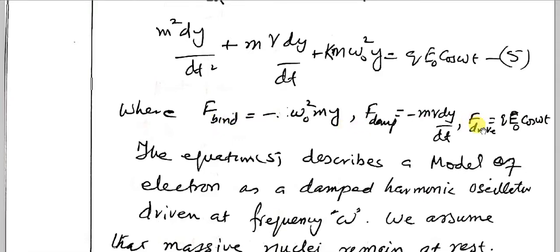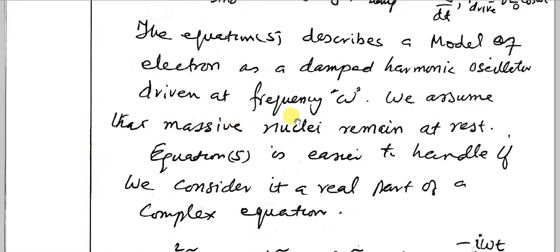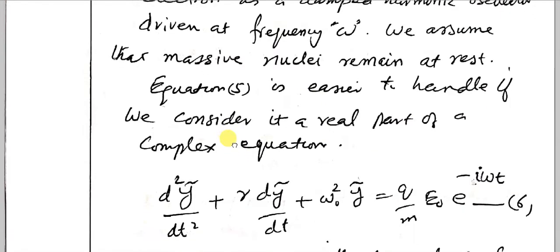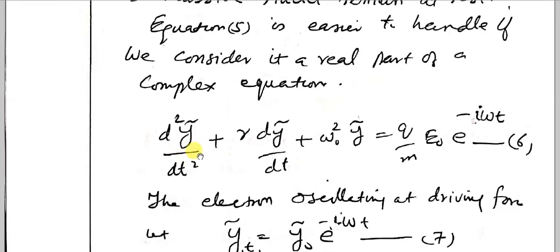Now equation 5 describes a model of the electron as a damped harmonic oscillator driven at a frequency omega. We assume that the massive nuclei remain at rest. Equation 5 is easier to handle if we consider it the real part of a complex equation. So we consider y to be a complex displacement, so we have d2 y tilde by dt square, which is the real part of the complex equation.